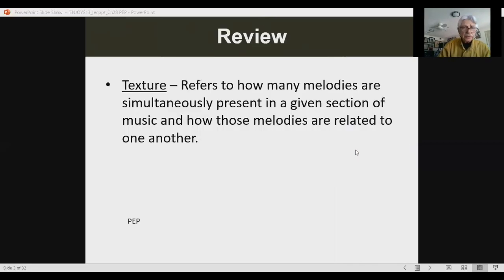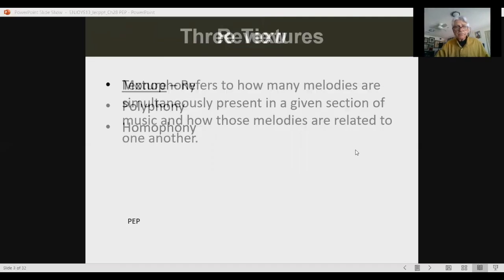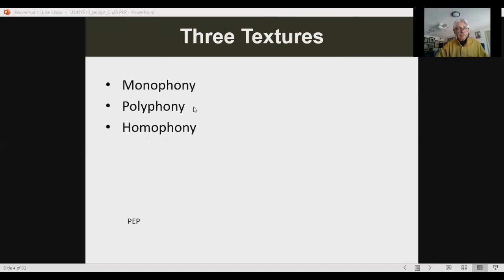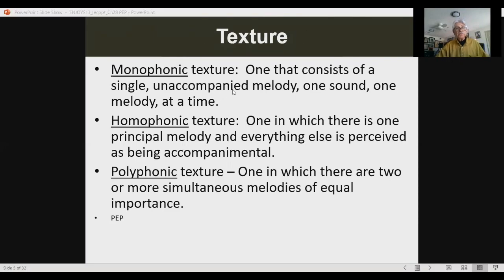Just to review, texture, right, refers to how many melodies are simultaneously present in a given section of music and how those melodies are related to one another. Remember, we had monophony, polyphony, and homophony. What do those mean? Monophonic consists of a single unaccompanied melody, one sound, one melody at a time. Homophonic, there's one principal melody, but there are more music lines that support that one music line. Most of the music we listen to is homophonic. There's a melody and there's a bass and keyboard and drums. It's all to support that one melody, maybe a singer or maybe a solo instrument.